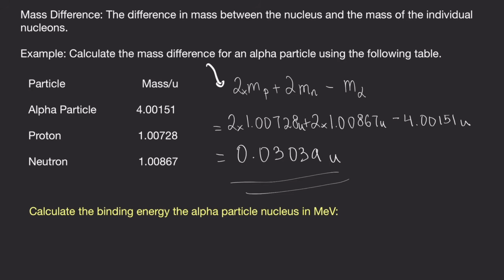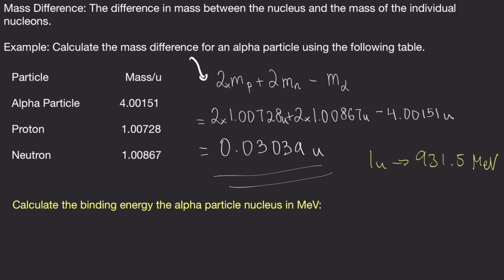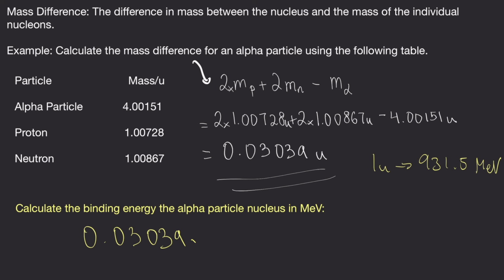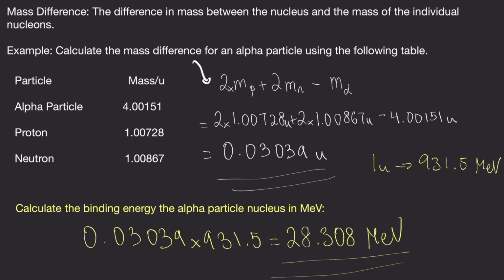If we have the mass difference in unified atomic mass units, we can calculate the binding energy directly, because we know that 1 u corresponds to 931.5 mega electron volts. So therefore, all we need to do is take our mass difference 0.03039 and multiply this by 931.5, and this will give us around 28.308 mega electron volts for the binding energy.